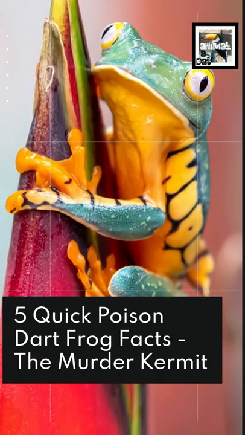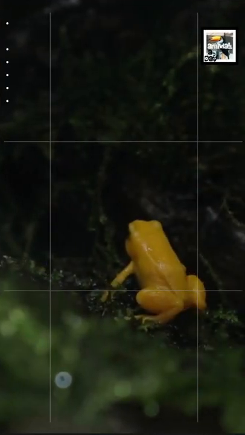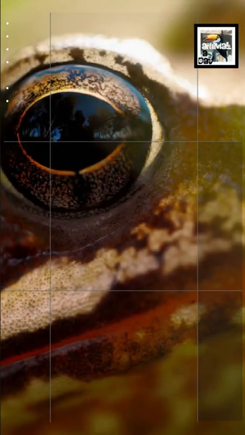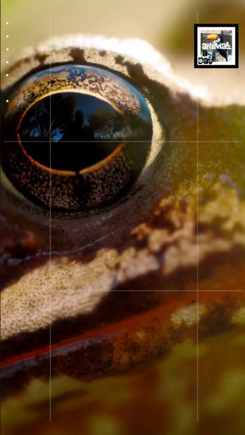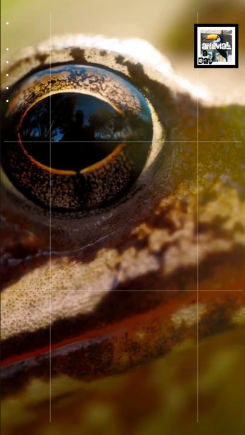5 quick poison dart frog facts that murder Kermit. 1. There are at least 170 different species of dart frogs. 2. Not every dart frog is poisonous, but generally, the more bright and colorful the frog, the deadlier its toxins are.